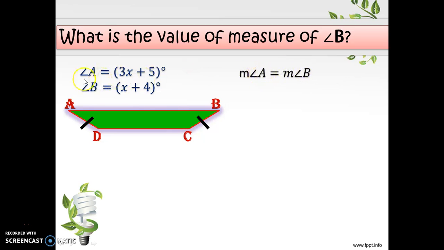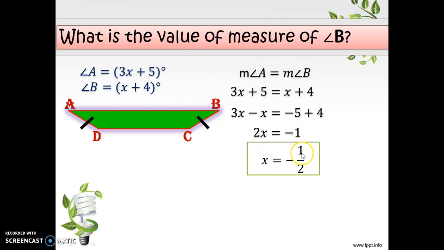Since we know that the measure of angle A here is just equal to the measure of angle B, we can say that this angle A, by substitution, gives us 3x plus 5 is equal to x plus 4. Now, by algebraic manipulation, we have 3x minus x is equal to negative 5 plus 4. So we have 2x equals negative 1. So x now is equal to negative 1 half.